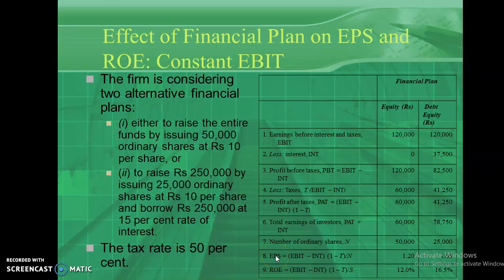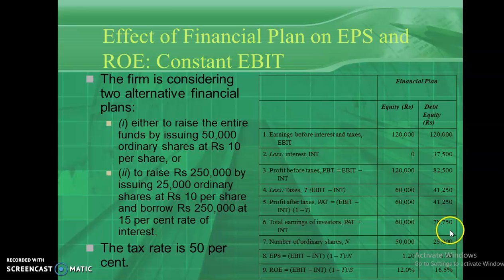And you must calculate the EPS. What's the formula for EPS? EPS equals net profit after tax divided by number of shares. So 60,000 divided by the number of shares. The number of shares is 50,000. So you will get EPS of 1.20.